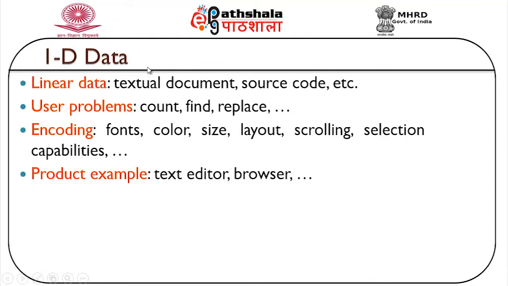For the one-dimensional data set, usually the data set is linear data. Examples are textual documents, source code, etc., which are linear in nature. The user problems associated with this one-dimensional data are that users are supposed to find something, replace something, or count certain information or certain variables within the document or within the linear data. The encoding is supposed to be done with respect to the fonts, the color, the size of the object, the layout of the object, the scrolling and the selection capabilities. Product examples for these are text editors and browsers.